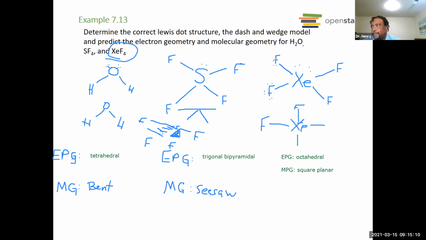Let me put in the electron pair geometry. And you'll notice in the wedge dash, we don't add the lone pair. Okay. Simple.